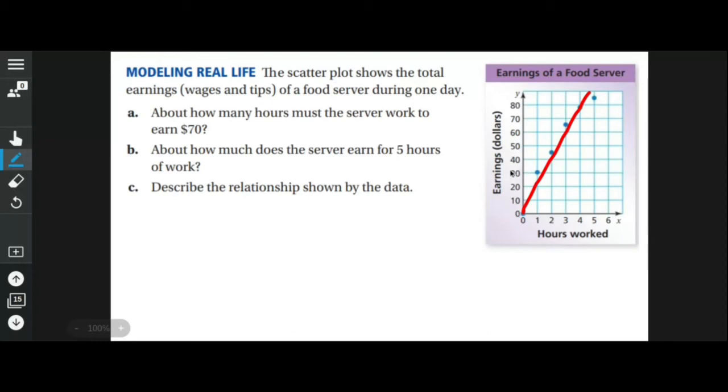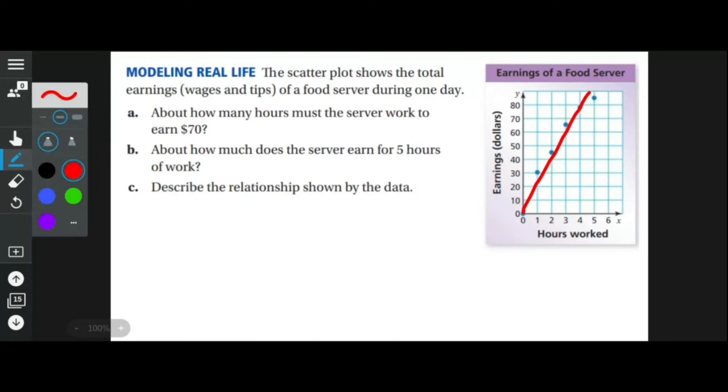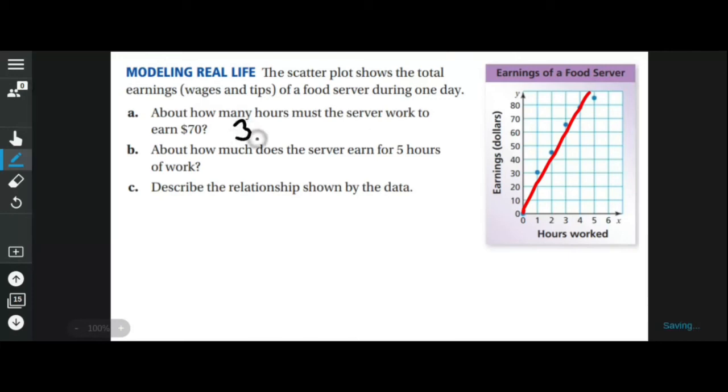All right. So if I were to say $70, okay, here's my 70. I'm going to go over until I hit my red line. Boom, there it is. My red line is right here in between 3 and 4. So about how many hours must a server work to earn $70? I'm going to say 3.5.